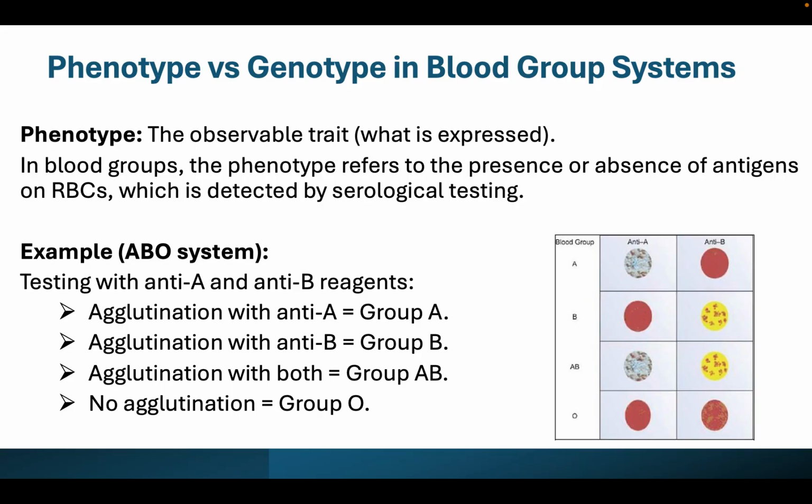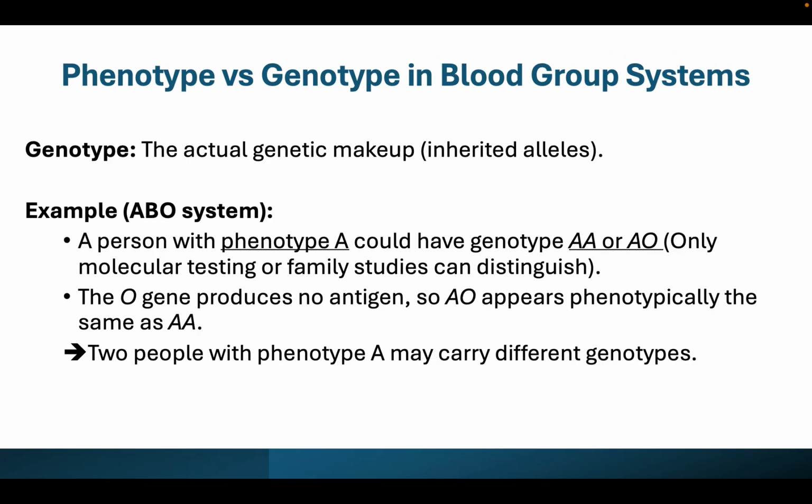Because I can see it with my naked eye, this is a phenotype. Okay? What is the genotype? The actual genetic makeup, the inherited alleles, we call it genotype. For example, a person with the phenotype A, I see in the lab that the blood group is A, could have a genotype AA or AO. Only molecular testing or family study can distinguish.